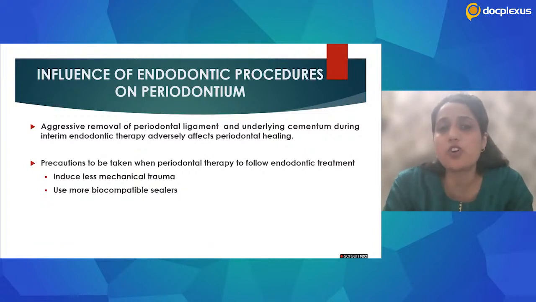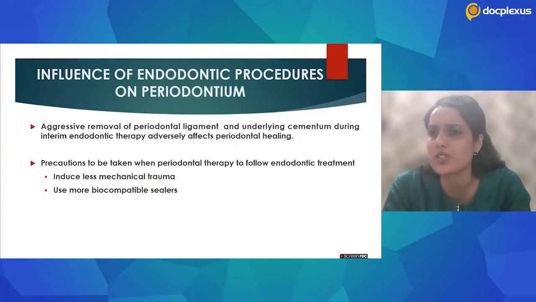Now, coming to the influence of endodontic procedures on the periodontium, we have seen the influence of pulpal disease on the periodontium. Now, what is the endodontic procedure doing to the periodontium? Of course, aggressive removal of periodontal ligament and underlying cementum during interim endodontic therapy will have adverse healing. Do not touch the periodontium, it will heal very nicely. Precautions should be taken when periodontal therapy is being done or is to be followed by endodontic treatment. We should try being as gentle as possible, induce less mechanical trauma, and use more biocompatible sealers.